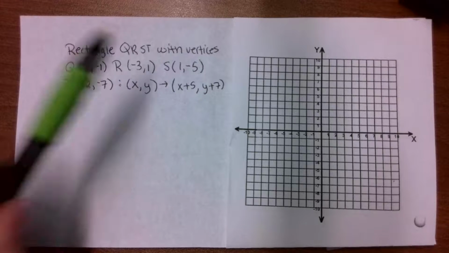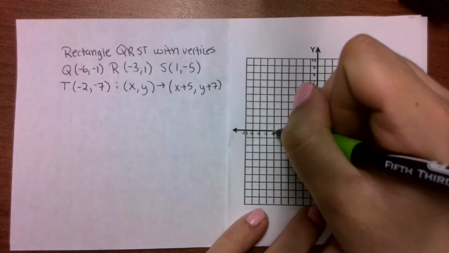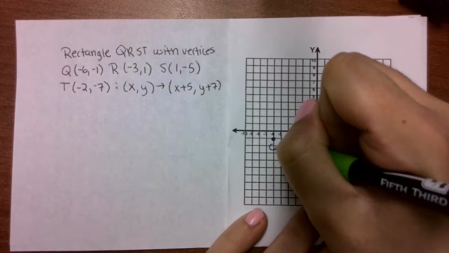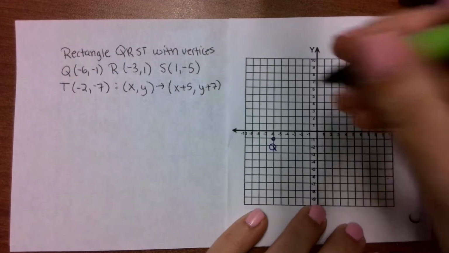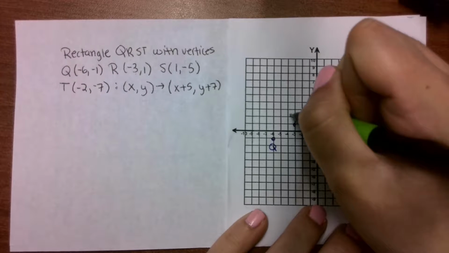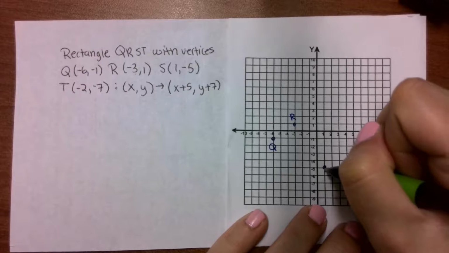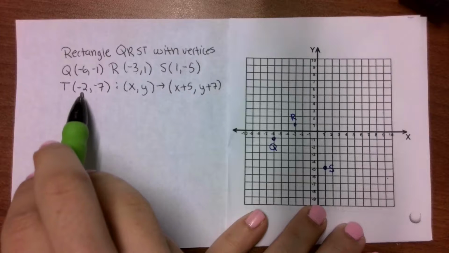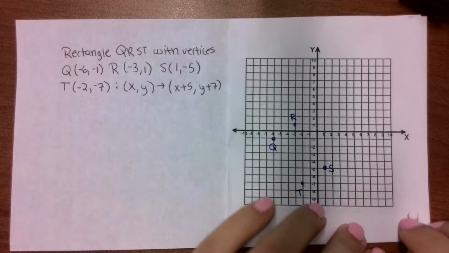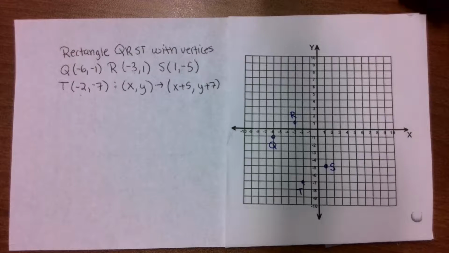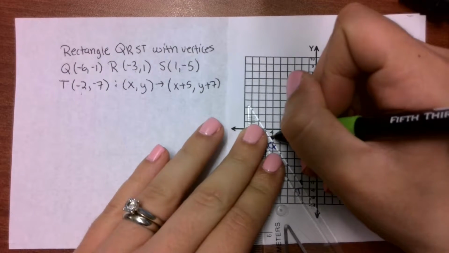So first off, we're going to graph the vertices of the rectangle. So we have -6, -1, and you have to label it as point Q. Then we have -3, 1 for R. S is at 1, -5. And then T is at -2, -7. So that's T. And then you're going to connect the dots. That way you can have your image of the rectangle. This is going to be your pre-image though.